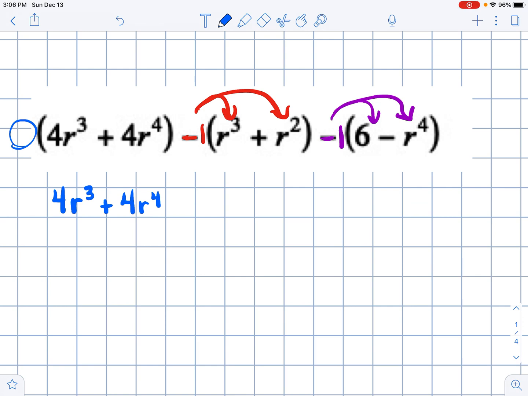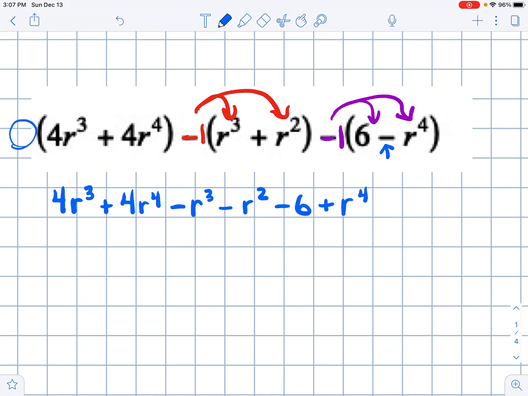-1 times r to the third is minus, or negative, r to the third. And -1 times positive r to the second is negative r to the second, or minus r to the second. Lastly, we're going to distribute our purple -1 here through the parentheses. -1 times 6 is -6. And -1 times negative r to the fourth, don't forget about that guy, right? Negative times a negative is a positive. So we have plus r to the fourth.